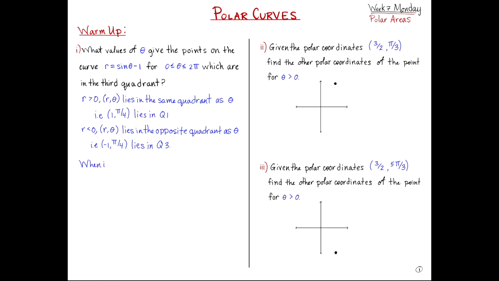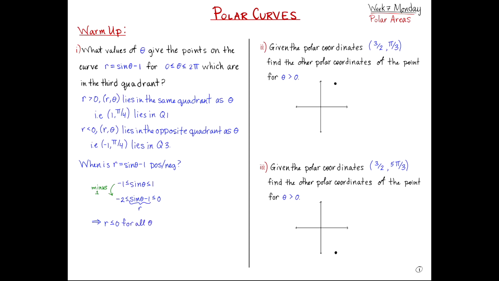That means we need to know when our curve, sine theta minus 1, is positive and when it's negative. We know that sine theta is bound by negative 1 and positive 1. If we subtract 1 from all sides of this inequality, we get that negative 2 is less than or equal to sine theta minus 1, less than or equal to 0. And since sine theta minus 1 is our r, that tells us that r is going to be less than or equal to 0 for all theta.